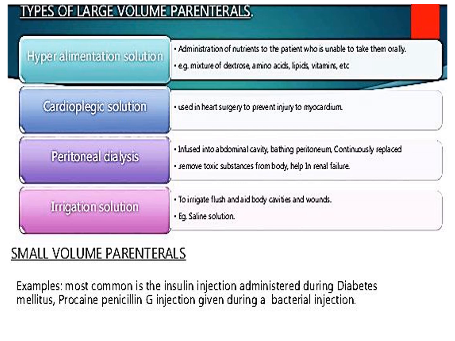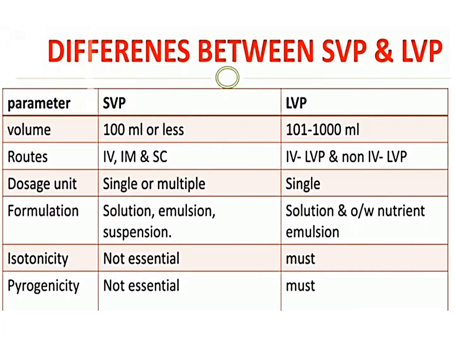Now small volume parenteral examples: penicillin G injection given for bacterial infections, and insulin for diabetes mellitus. These are small volume parenteral examples. Now, what is the basic difference between small volume and large volume parenterals? It is on the basis of volume, route, dose unit, formulation, isotonicity, and pyrogenicity. Pyrogenicity relates to pyrogen growth.